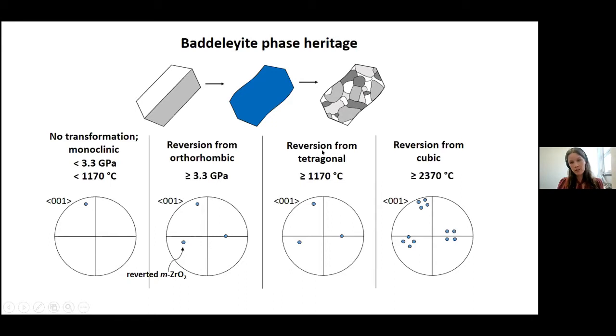However, most areas of shergottites won't have seen significant shock melting, and so won't have experienced probably greater than 1200 degrees centigrade. So I think we can be fairly confident in saying we're looking dominantly at reversion from orthorhombic polymorphs.